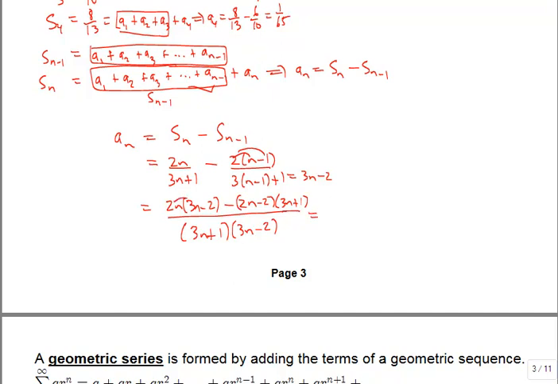Distributing across the top, we're going to get 6n squared minus 4n. And then over here, we're going to get a 6n squared as well, but it'll be minus. We're going to get a 2n, but it'll be minus. We're going to get a negative 6n, but that will be minus minus, so that becomes plus 6n. And a negative 2 with a minus out front becomes a plus 2.